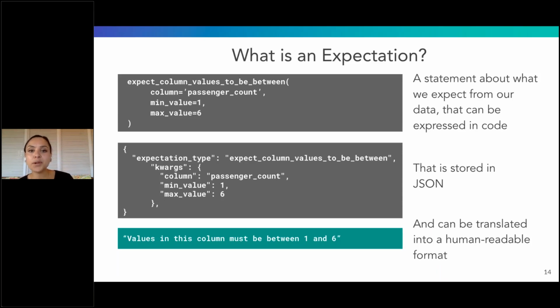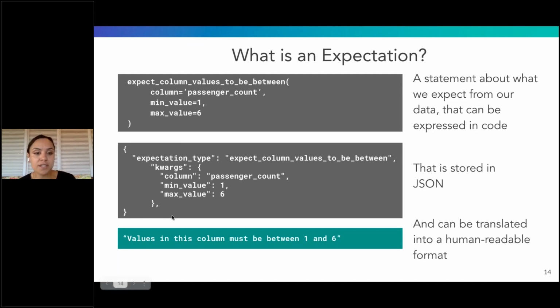Just to dig a little bit deeper into what an expectation is. An expectation is a statement about what we expect from our data. You can think of it as a unit test, and it can be expressed in code. In Great Expectations, you really just write a little Python function call that defines that you want values to be between, and then you say which column, and the min and max value.